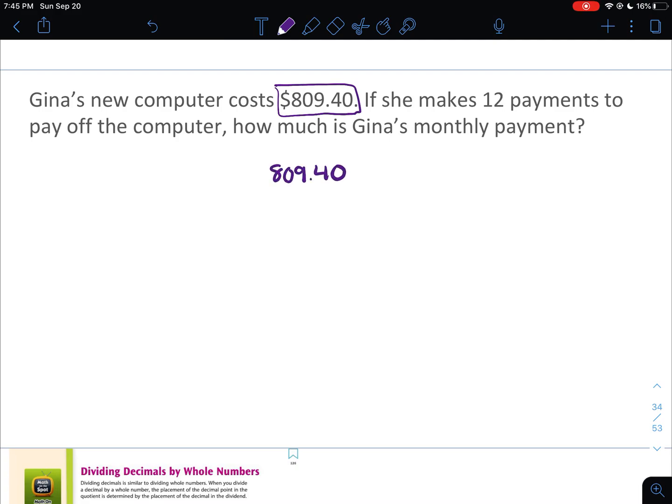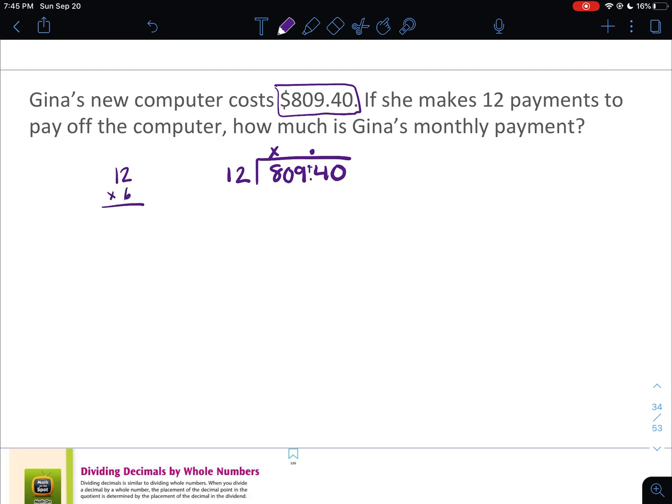So $809.40 divided by 12. Okay, so like I said last time, same thing. The only thing you need to do is pop that decimal up, and then we're going to divide like normal. So 12 does not go into 8. Does 12 go into 80? It does, but we have to figure out how many times.